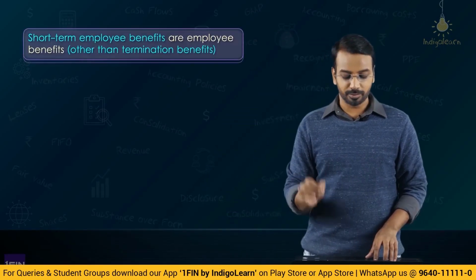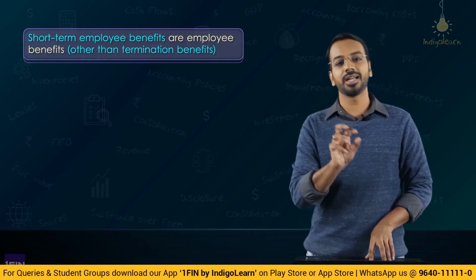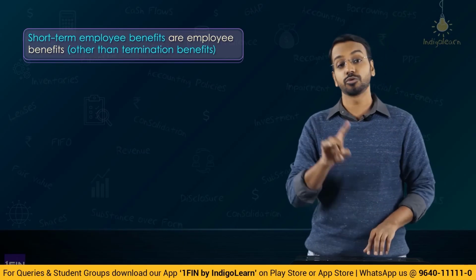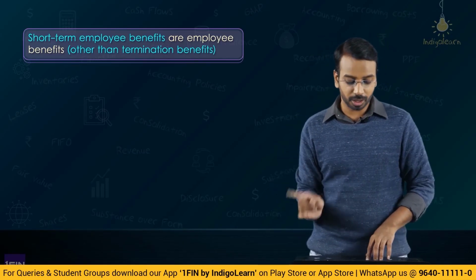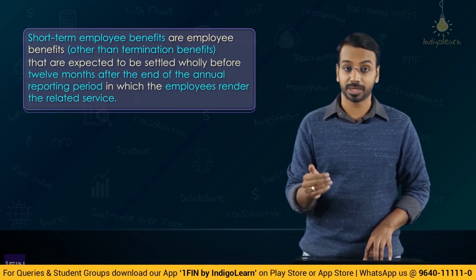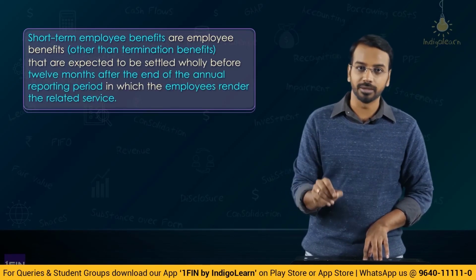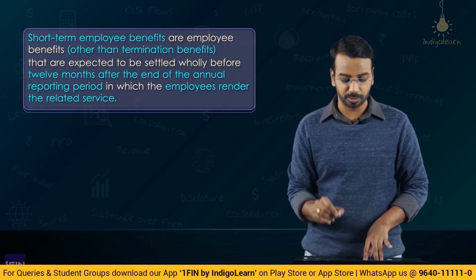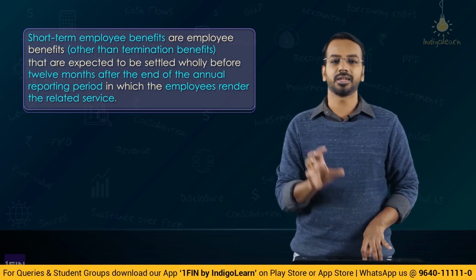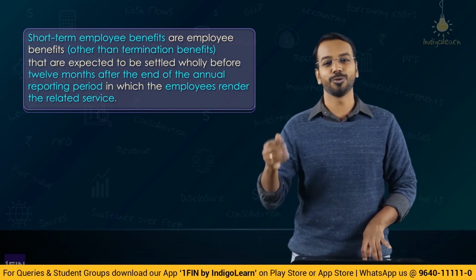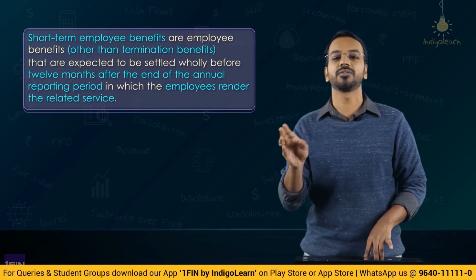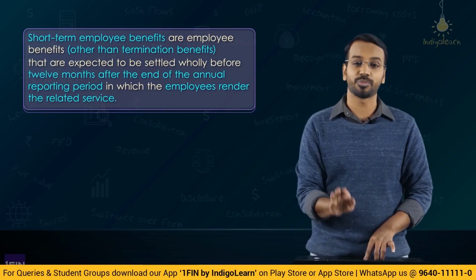So having understood this, let us look at the definitions of each one of them. Short-term employee benefits are employee benefits other than termination benefits. So if it is a termination benefit, you will categorize that as a termination benefit, and you will not classify it as a short-term benefit. Short-term employee benefits are employee benefits that are expected to be settled wholly, meaning fully, not even partly, before 12 months after the end of the annual reporting period in which the employees render the related service, right? As I told you, your normal salary, the dearness allowance, your HRA, all of those things are paid within 12 months from the end of the annual reporting period and are called short-term employee benefits.